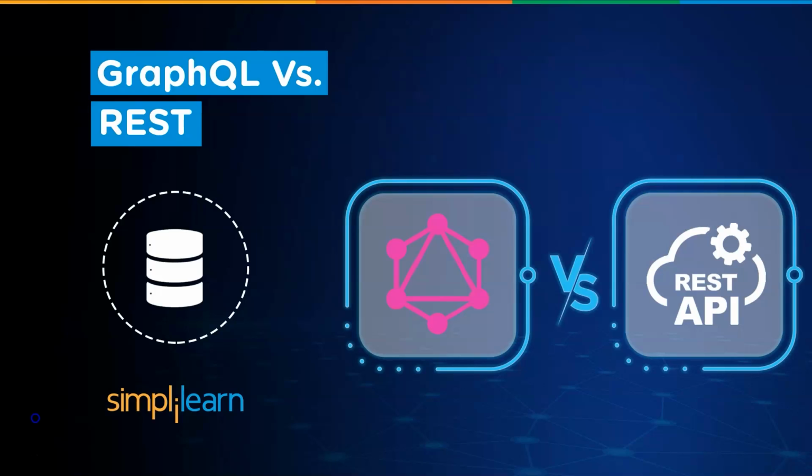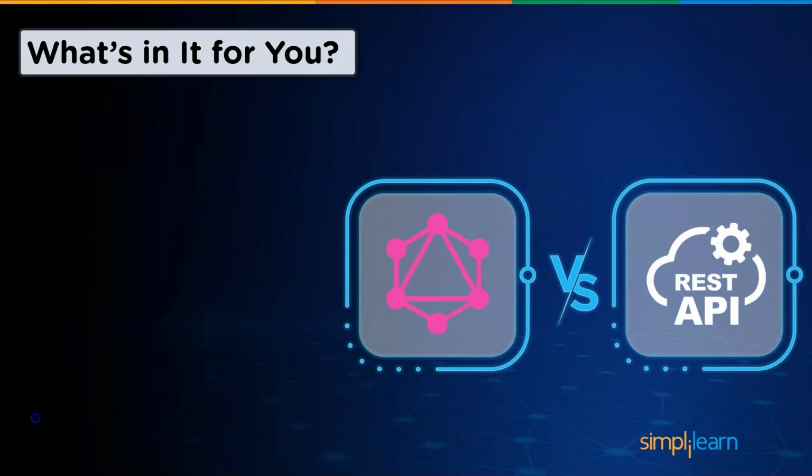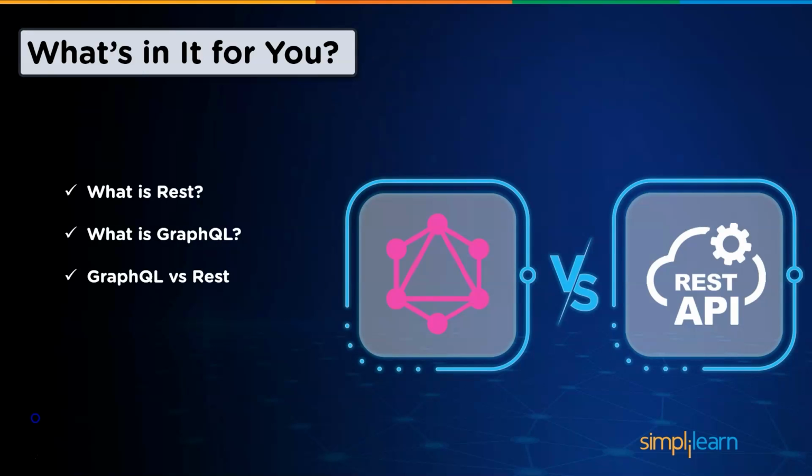So let's go ahead and understand the major differences between GraphQL and REST API. First, let's look at what's in store for us. We'll start the session by understanding what REST is. Then we'll look at what GraphQL is. Then we'll look at the differences between GraphQL and REST based on different parameters. And finally, I'll help you understand which one to choose. So without further ado, let's begin.